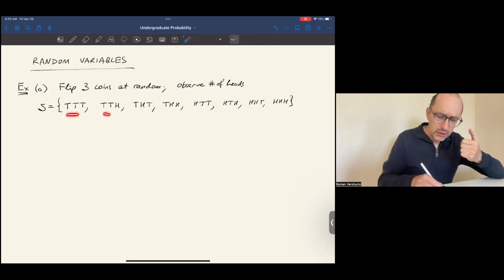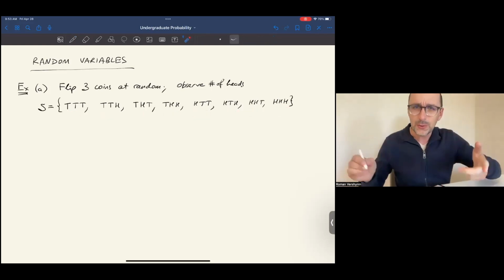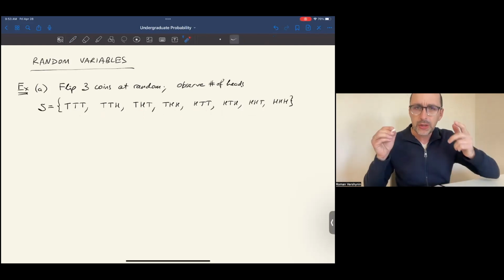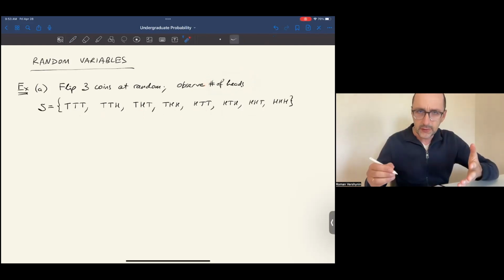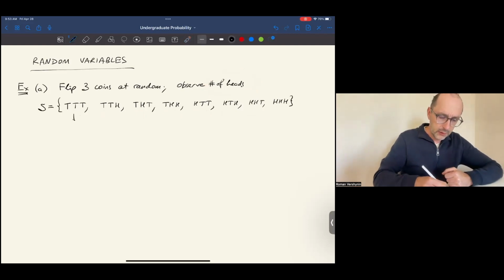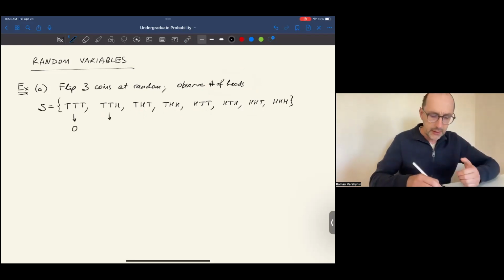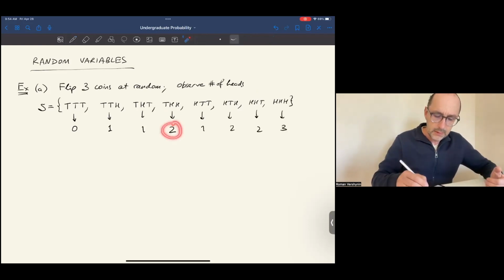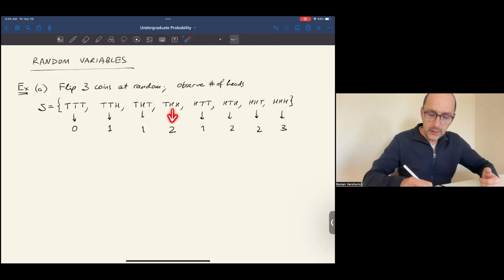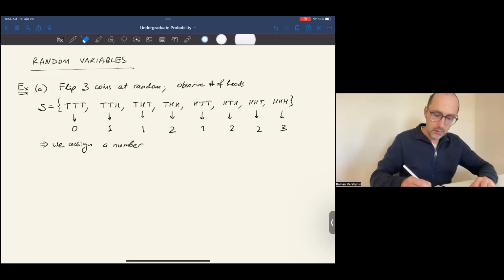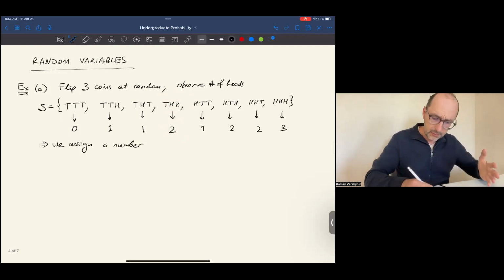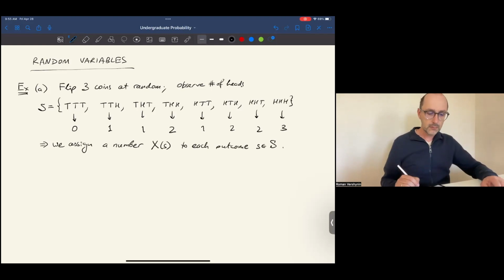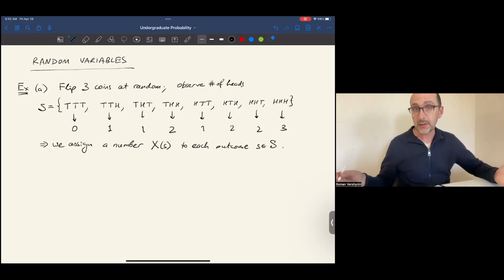But we are not so much interested in which individual outcome we flip, but we're interested in the number of heads that we obtain. For instance, if we flip all tails, then the number of heads is 0. And if we flip tail, tail, and a head, the number of heads is 1. And here the number of heads is 2, and so on. In other words, we assign a number, the number of heads, to each outcome. For an outcome s, let's call this number X of s. Any such assignment is called a random variable, X.